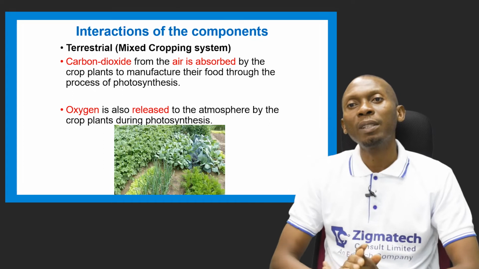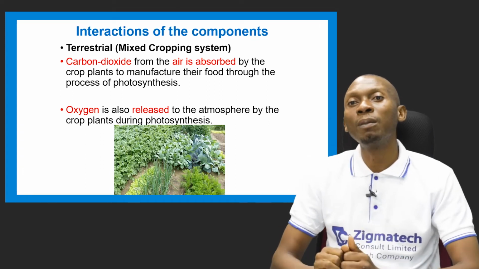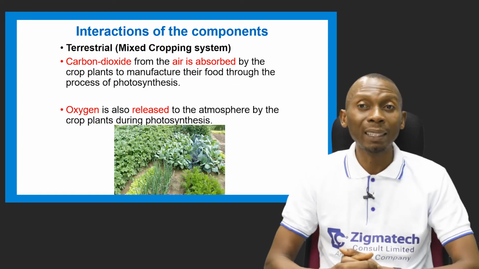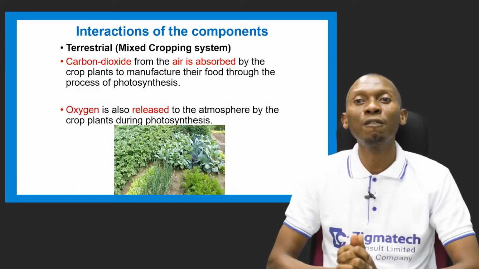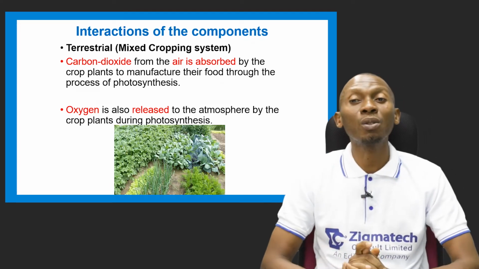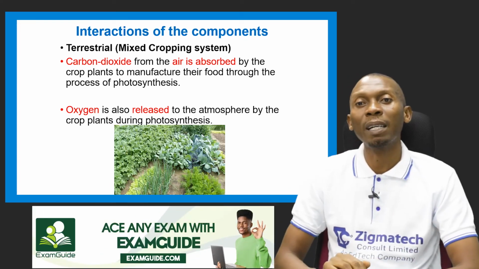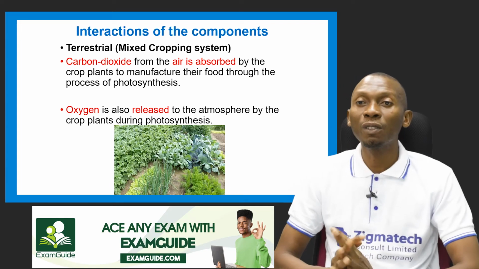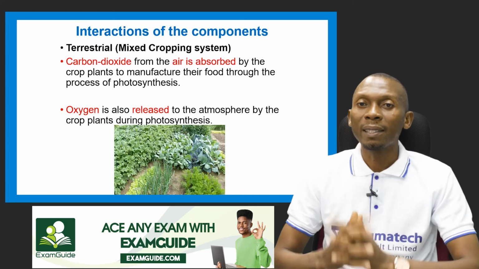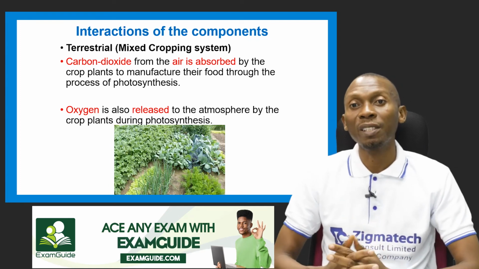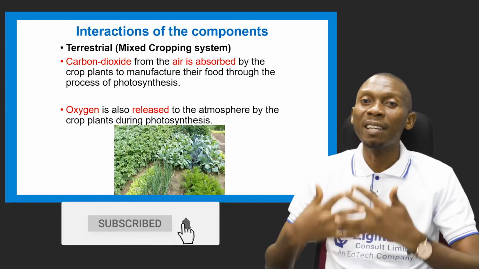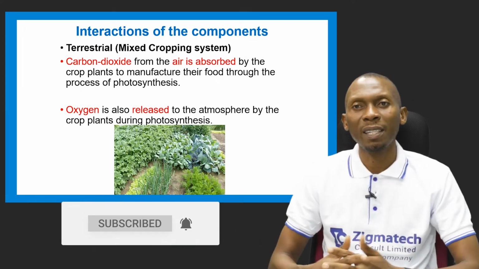We also have carbon dioxide from the air, which is absorbed by the crop plants. And why do they make use of it? What do they do with that carbon dioxide? To manufacture their own food through the process called photosynthesis. Now, oxygen is also released to the atmosphere by the crop plants during photosynthesis. So we're seeing the interaction now. Oxygen is an abiotic factor released by the plants, which are a biotic factor. That's an interaction.